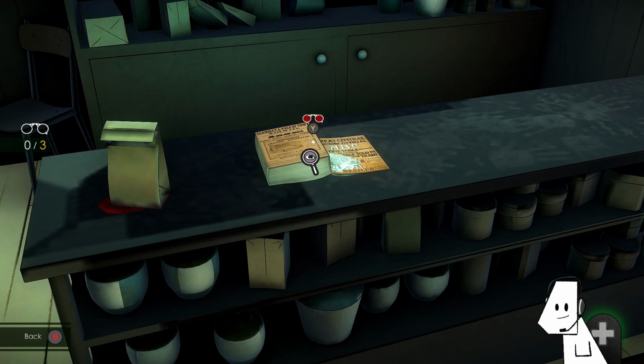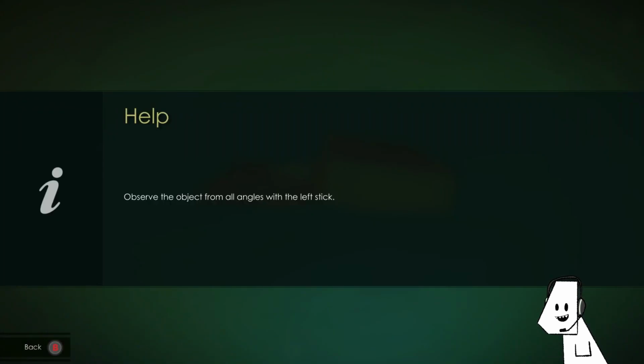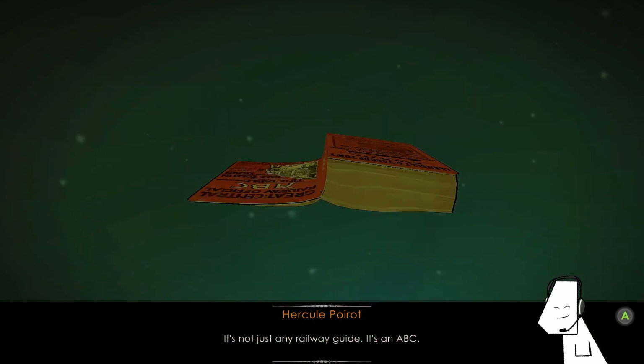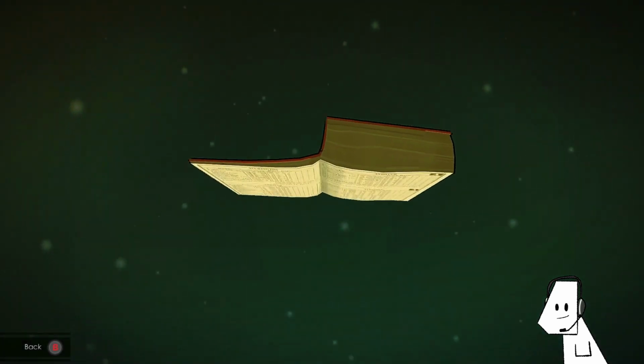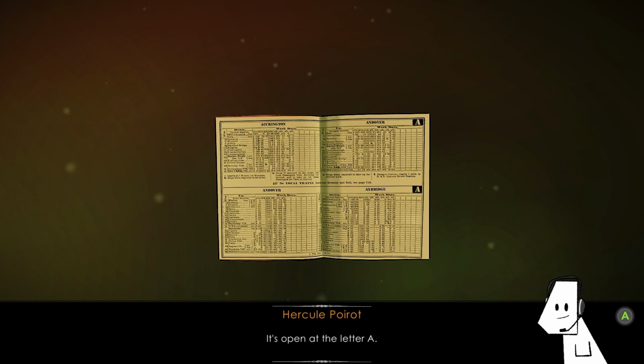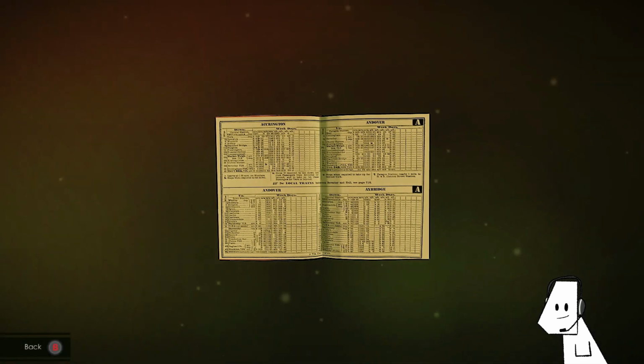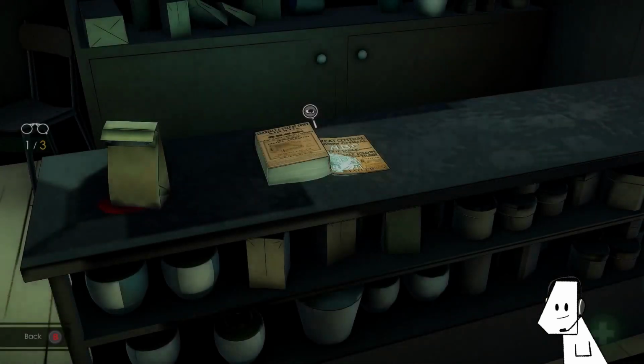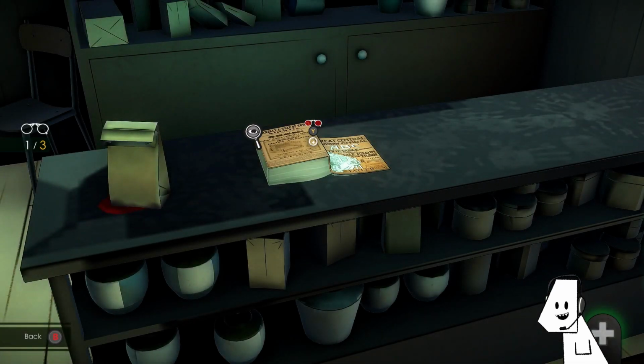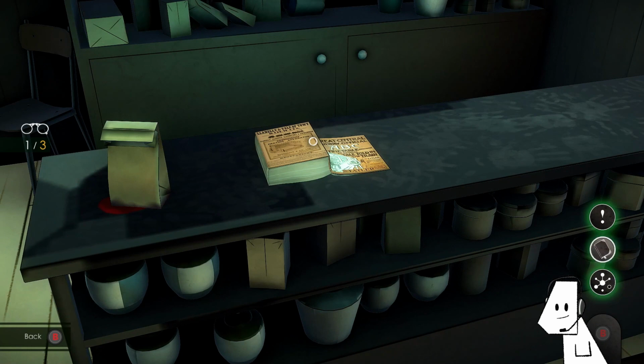Let's have a look at this book. Observe the object from all angles with the left stick. It's not just any railway guide. It's an ABC. It's open at the letter A. Accrington. There are no prints on the book. Where are we again? Where is this murder taking place? I can't remember. Do we have it in our notebook?